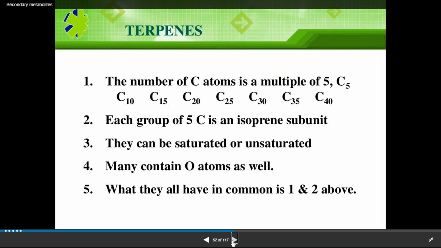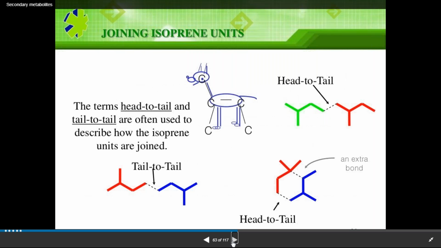Next, to generalize about terpenes, they are usually multiples of 5. They'll either have C5, C10, C15, C20, C25, so multiples of 5 units. And each group of 5 carbon atoms is an isoprene subunit. Okay, so the building block of volatile oil is isoprene. Now they can be saturated or unsaturated, and many contain oxygen. So if it contains oxygen, terpenes are called terpenoids. Clear?